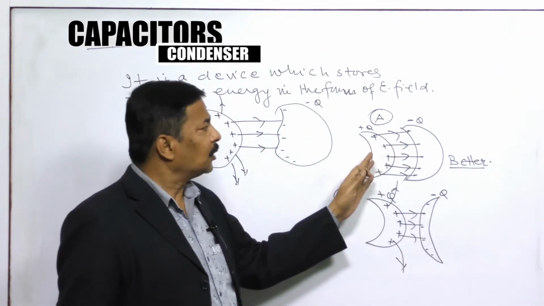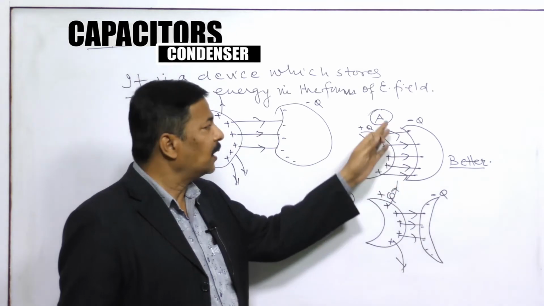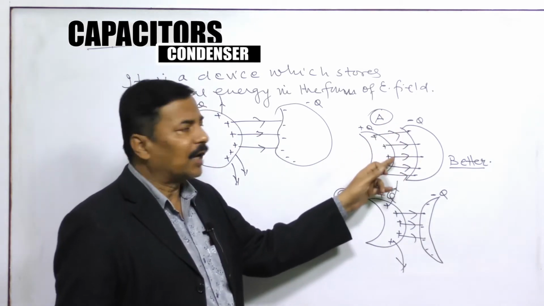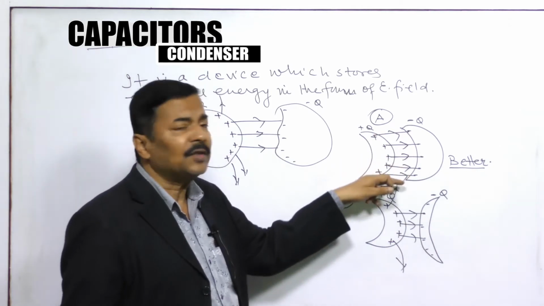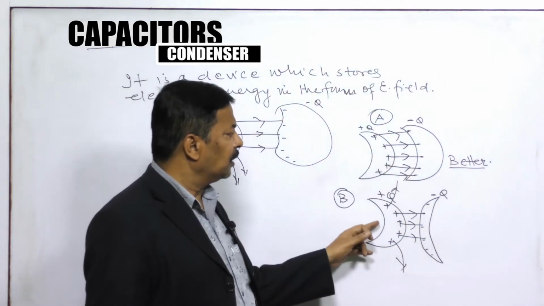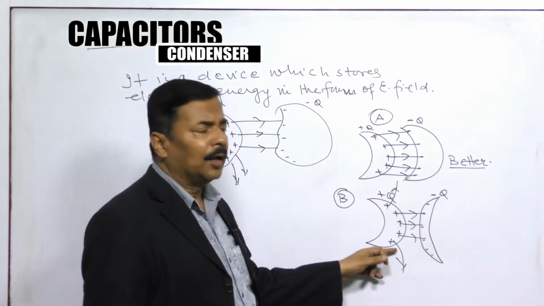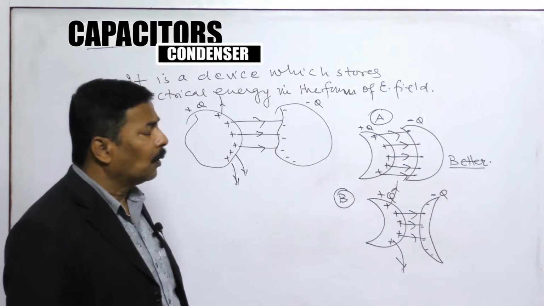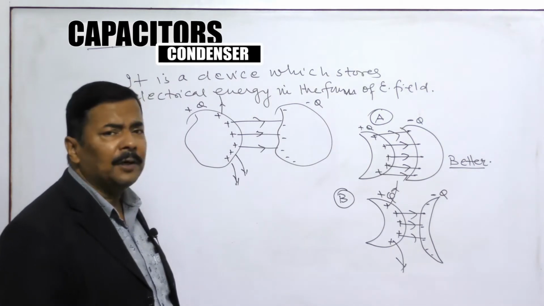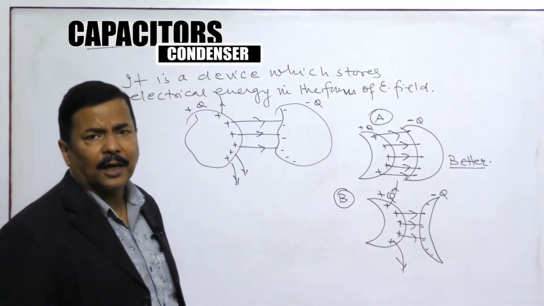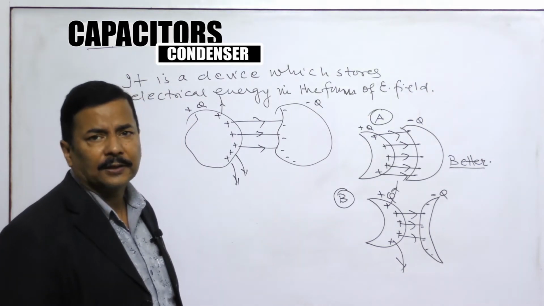In this arrangement you will observe that maximum lines of force are between the two conductors. So the volume between the two conductors contains the electric lines of force, so the electrical energy is stored in it. And here some loss is there. In this course of discussion, what is important to understand is what will be the best possible arrangement of conductors so that we can obtain the capacitor.